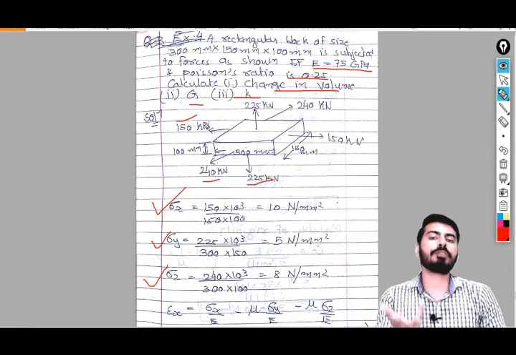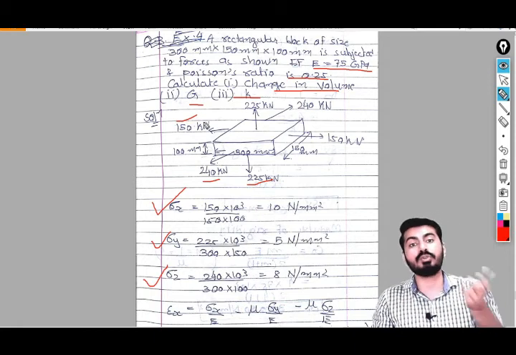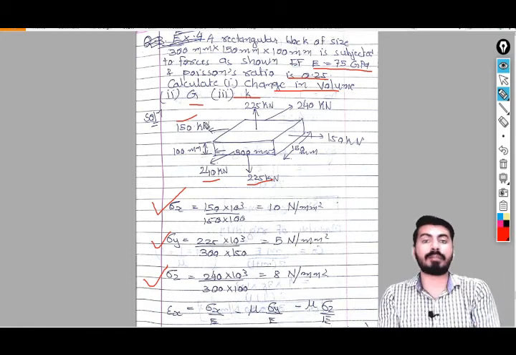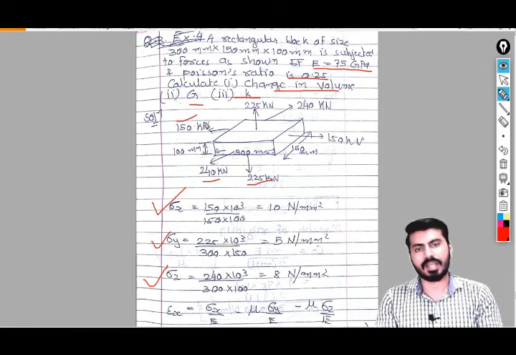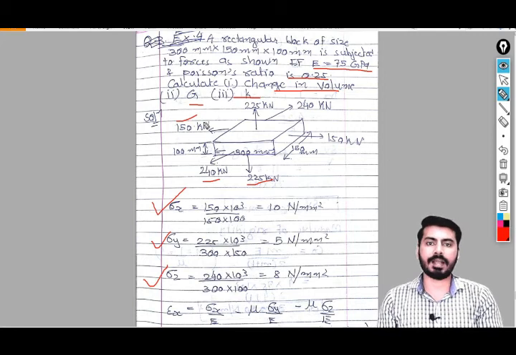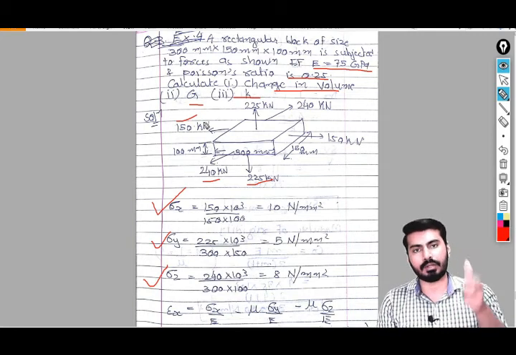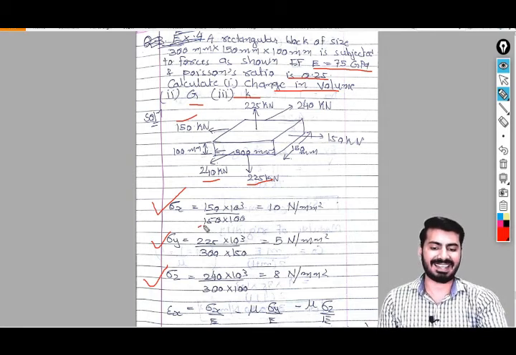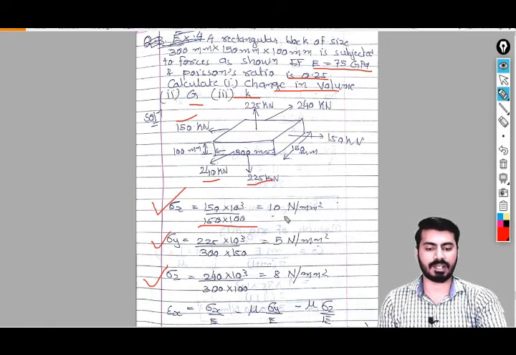But if one of the forces is compressive, then you will have to use the negative sign for the compressive force, because it will try to reduce that particular dimension. And that is why you will have to keep that in your mind while denoting the sign for the particular stresses. Okay, so this is the tensile stress. That's why we have taken it as positive.